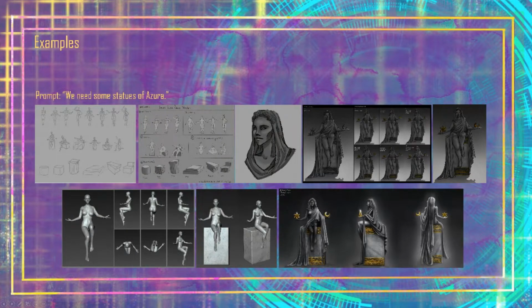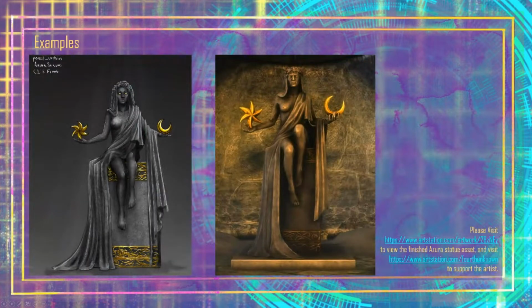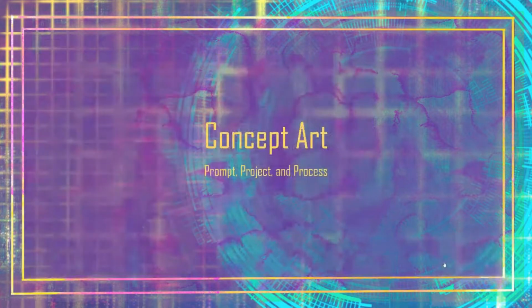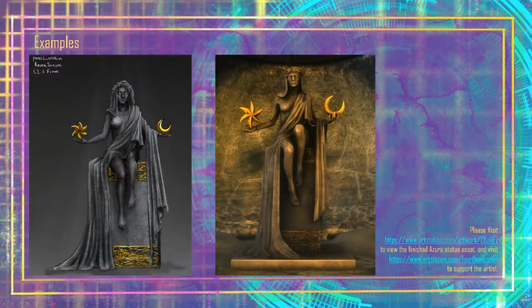It would have also shown the other side, top, and bottom, but the 3D modeler was faster than me. So you have my concept on the left, and you have the finished statue on the right. If you would like to support the 3D artist, you can go to the first link here to visit the page and see the finished asset fully. And if you just want to support the artist, you can follow the second link to their ArtStation and go ahead and follow them.